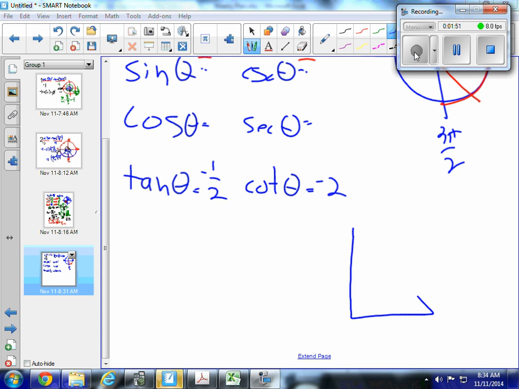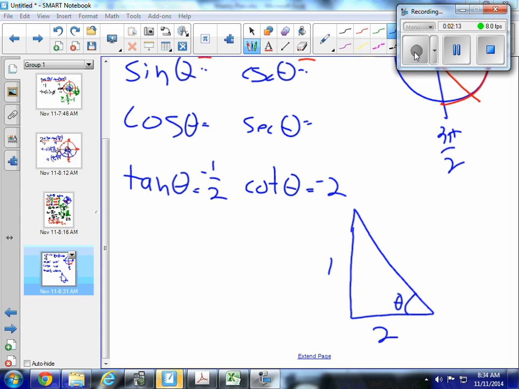So here's my angle theta. Tangent is opposite over adjacent, right? So tangent is 1/2. Does this look like 1/2? No. Do I care? I don't care, because I know it's still going to be the Pythagorean theorem. Right? I still need to find my hypotenuse. I don't know what my hypotenuse is.